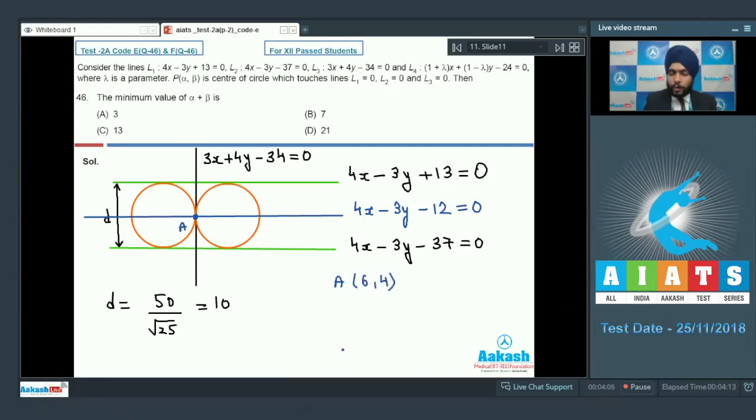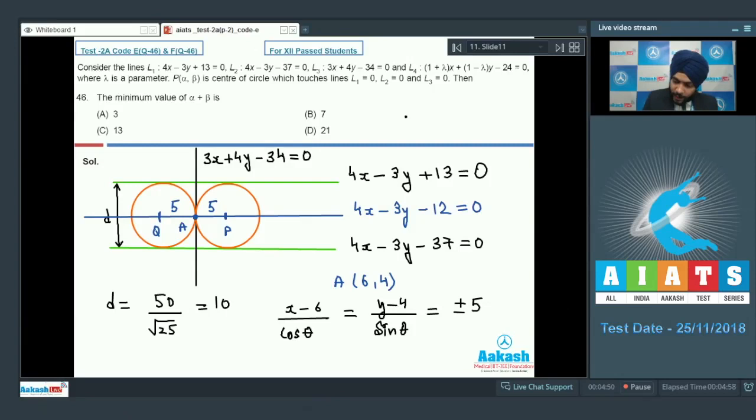Now you need to solve the equations parametrically. Let it be P and let it be Q. AP and AQ both have distance 5 because it is the radius. You are required the coordinates of point P and point Q, which are at a distance of 5 units from point A, that is 6, 4, on the line 4x minus 3y minus 12 equals 0. Using the parametric form, I have (x minus x1) upon cos theta is equal to (y minus y1) upon sin theta is equal to plus minus 5.